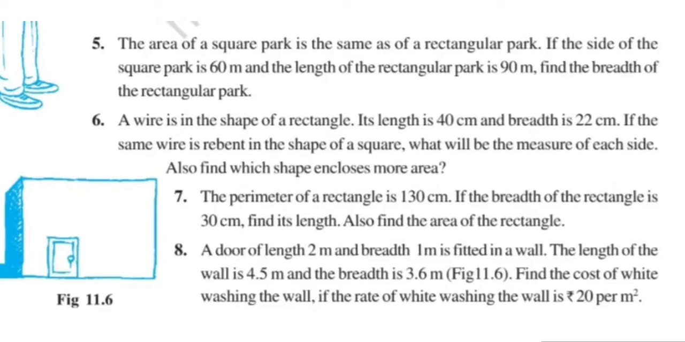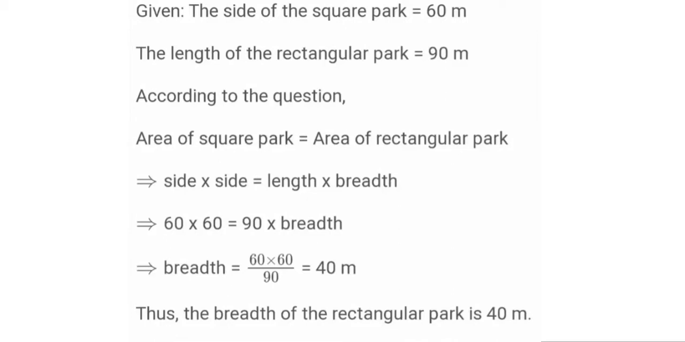The area of a square park is the same as that of a rectangular park. If the side of the square park is 60 meter and the length of the rectangular park is 90 meter, find the breadth of the rectangular park. Now let's see the solution. So the side of the square park is given 60 meter and the length of the rectangular park is given 90 meter. Now according to the question, the area of the square park is equal to the area of the rectangular park.